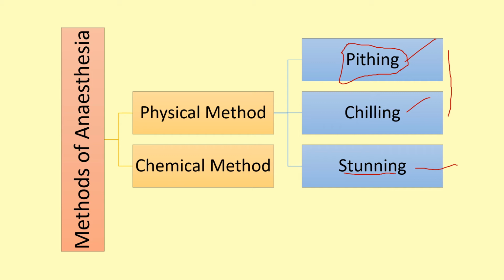In chilling method, it is similar to pithing. First of all, you will put the frog in a refrigerator at 4 degrees Celsius and you will repeat the remaining procedure as in pithing. Whatever points and parts you carry out in pithing, in the same way you will carry out the chilling method also. Only one difference: prior to that you have to store it in a refrigerator at 4 degrees Celsius.